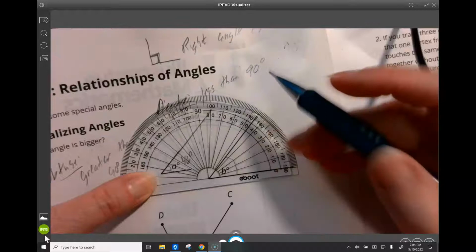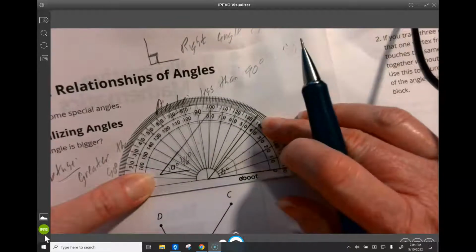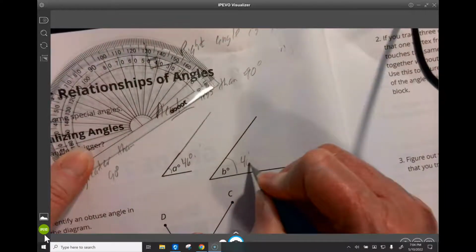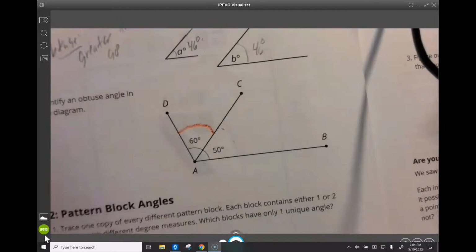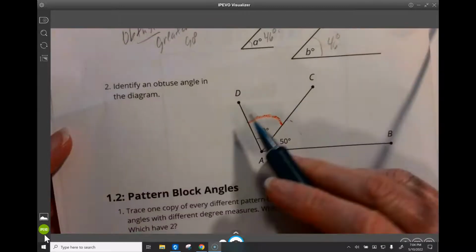And where does that go? That looks like it's also about 46 degrees. Okay, so they're actually the same size. They're both acute angles. Now the next question says, identify an obtuse angle in the diagram.